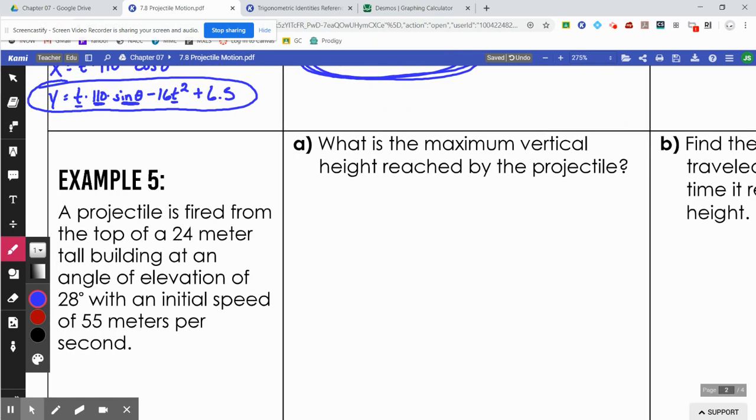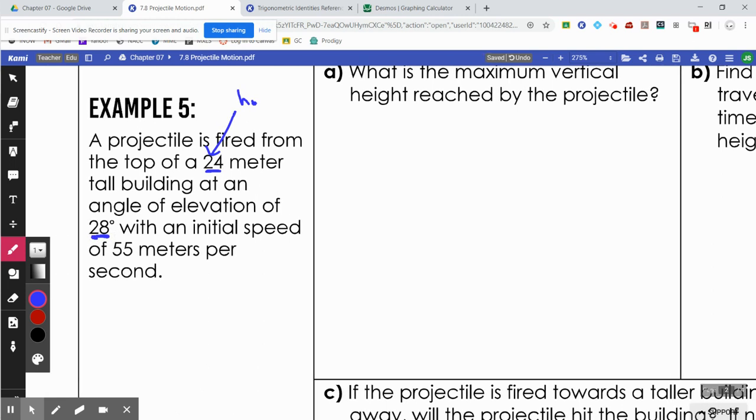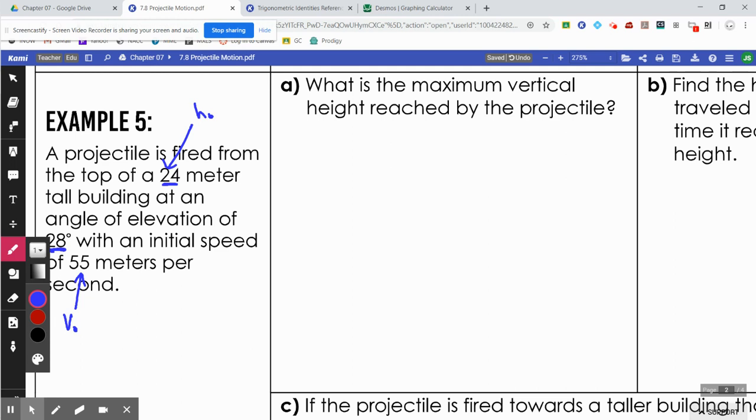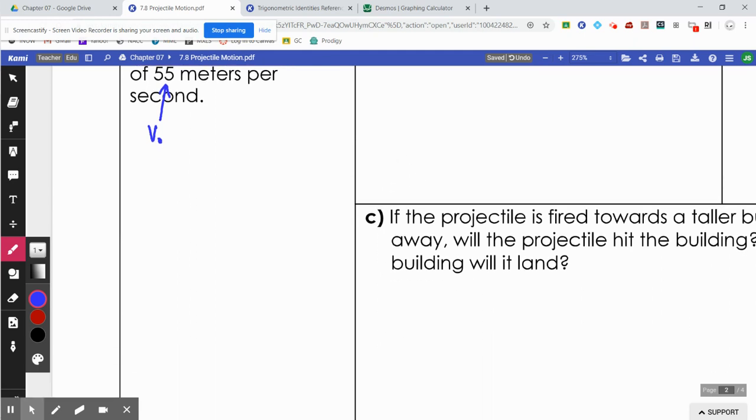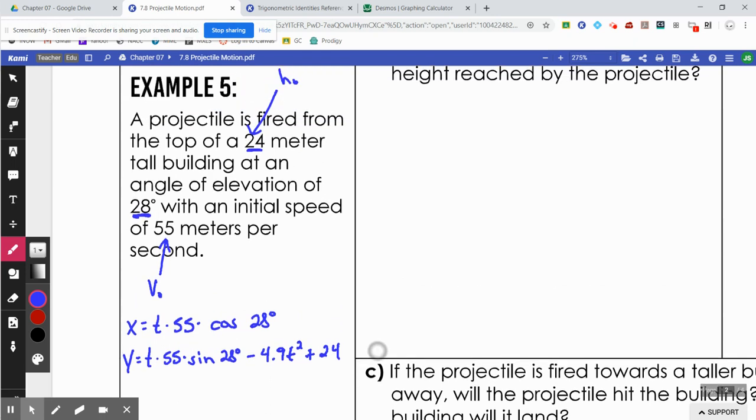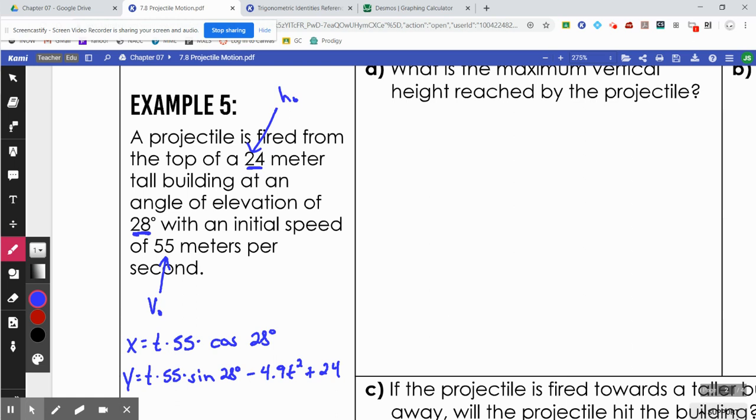The next one, example 5: a projectile is fired from the top of a 24-meter tall building. So we have an initial height, that's our h of 0, at an angle of elevation, there's your theta, with an initial velocity, so that's your v of 0, 55 feet per second. What is the maximum vertical height reached by the projectile? Let's go ahead and find our two equations, and I'm just going to write these right here. So there are your two equations. And again, our first one says, what is the maximum vertical height reached by the projectile?